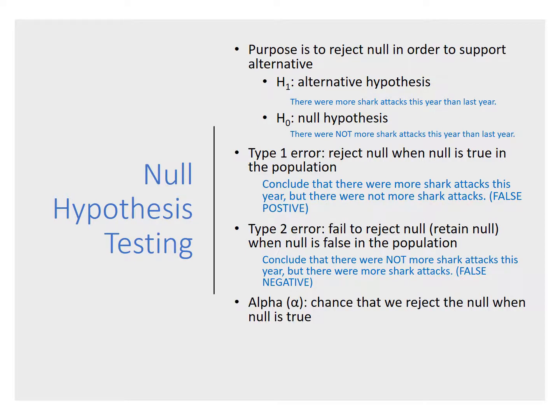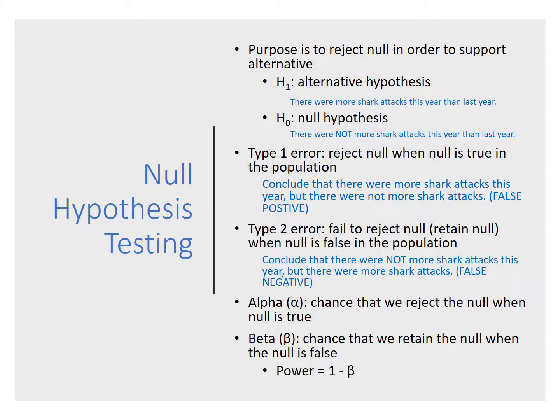Remember, alpha is the chance that we reject the null when the null is true, or the chance of a type 1 error. This is the number that is set by the researcher when we do a hypothesis test. Typically, alpha is set at 0.05 or 5%. And then beta is the chance that we retain the null when the null is false. And again, that's the chance of a type 2 error, and power is 1 minus beta.